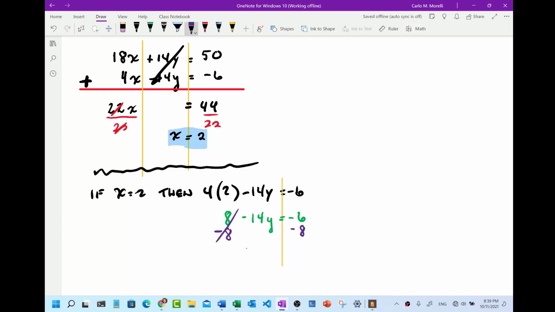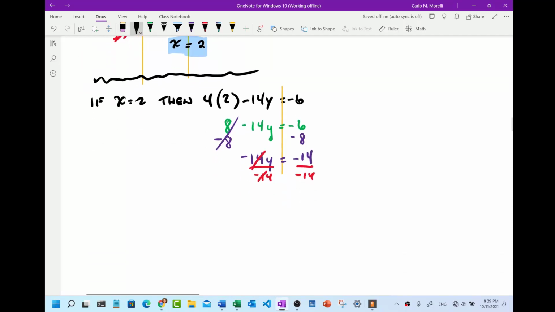And now I've got negative 14y equals negative 14. Okay, so y is going to equal 1, because we're now going to divide both the left and the right side by negative 14. Negative 14, cancel, cancel, and y equals 1. Okay, y equals 1. So in what quadrant are both x and y positive?